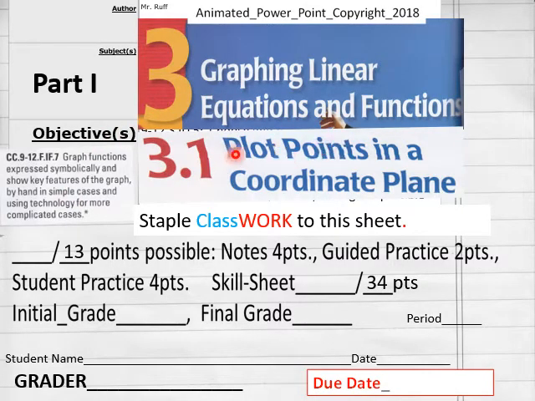3.1, plot points in a coordinate plane for Algebra 1, graphing linear equations and functions. This is the first lesson in Chapter 3. Here's your Common Core Standard. 34 points for the class worksheet, 13 points of note-taking here.